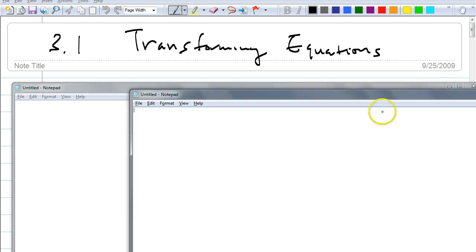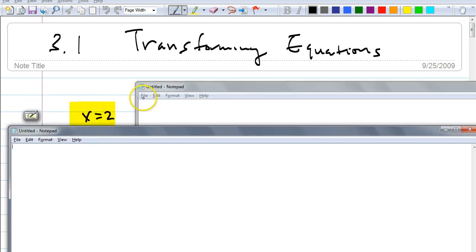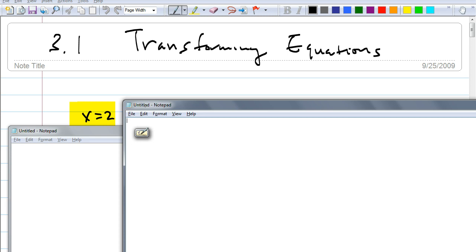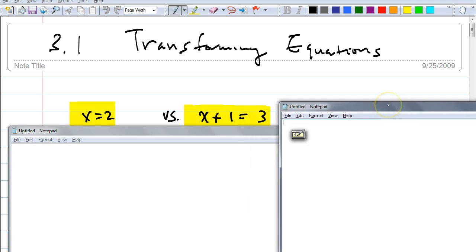First of all, let's write this down. For example, look, I have this equation. Do you think I want to transform this equation at all? This is a very simple equation we like, because no, we don't want to transform this because it says x equals 2. We know what x equals, that's right? But if I have something like this, if I have x plus 1 equals 3, you might want to transform that equation, wouldn't you?